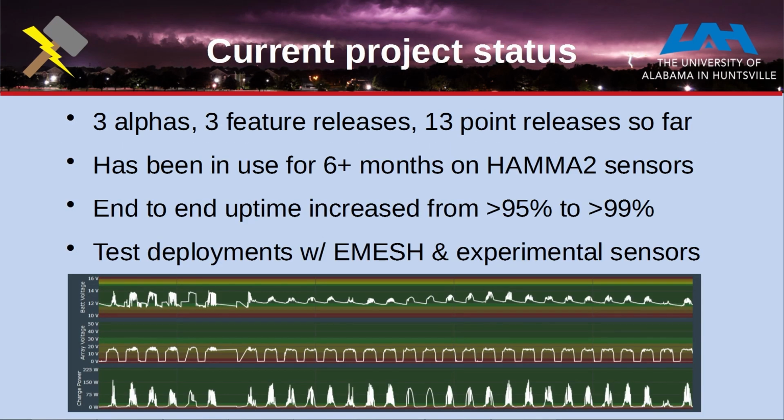Let's review the current status of the project so far. We've had 3 alphas, 3 feature releases, and 13 point releases, and Brokkr and Sindri have both been in use for over 6 months on HAMA 2 sensors. Uptime for the whole system has increased from over 95% to now over 99%, and test deployments are currently underway with eMesh and other experimental sensors.